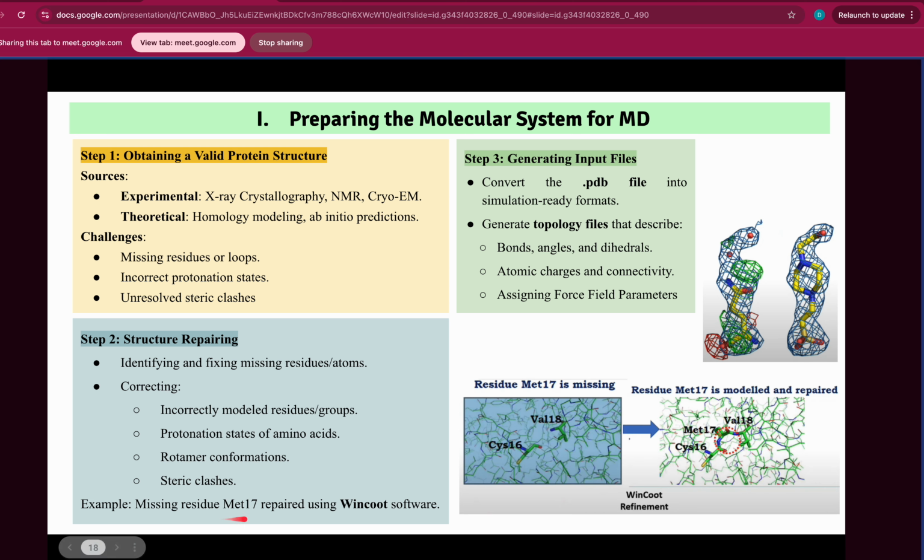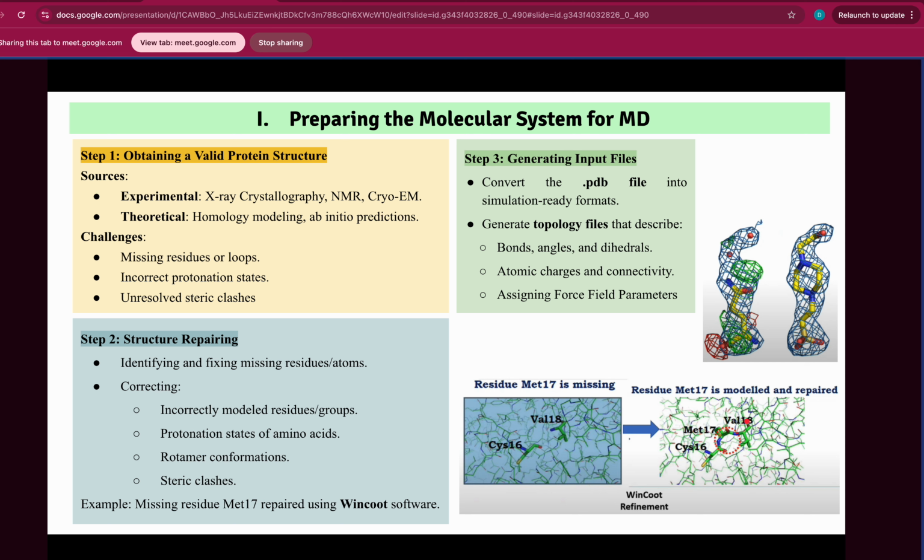So for example, missing residue methionine 17 is repaired using the Wincoot software. In this example, the 17th residue does not have the structural information. So in the PDB file, we do not have this residue 17 with us. What we can do is go to UniProt and figure out the protein sequence of this particular protein. With this, we can identify which residue is missing. So with the help of Wincoot, we can refine the structure. We can add this methionine 17 and see how the structure is changing. In this scenario, we make sure that our structure does not change.